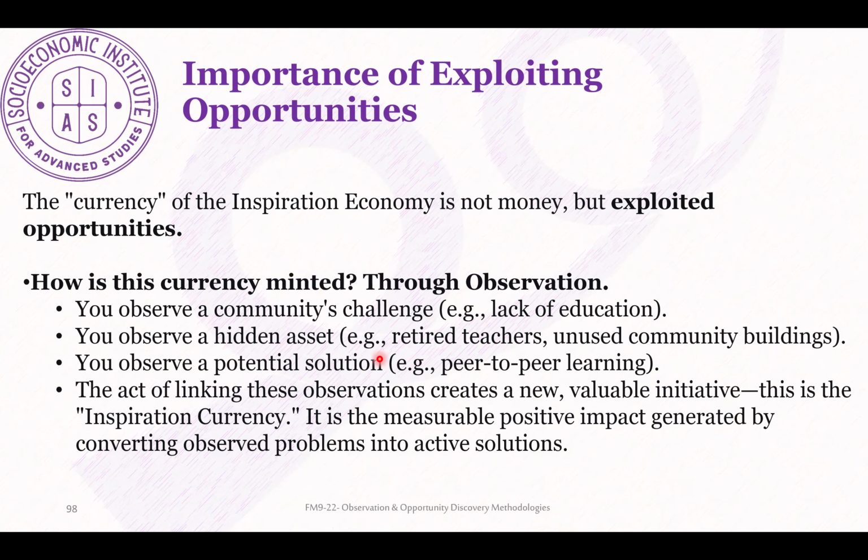For example, we see that the community has many retired people or retired teachers, and they have unused community buildings. So this is an opportunity to start a private sector, for example, private schools or community-based schools. Then, when we observe a potential solution, peer-to-peer learning, this is part of, again, eliminating illiteracy. And then, of course, we start to link these observations to create new valuable initiatives.